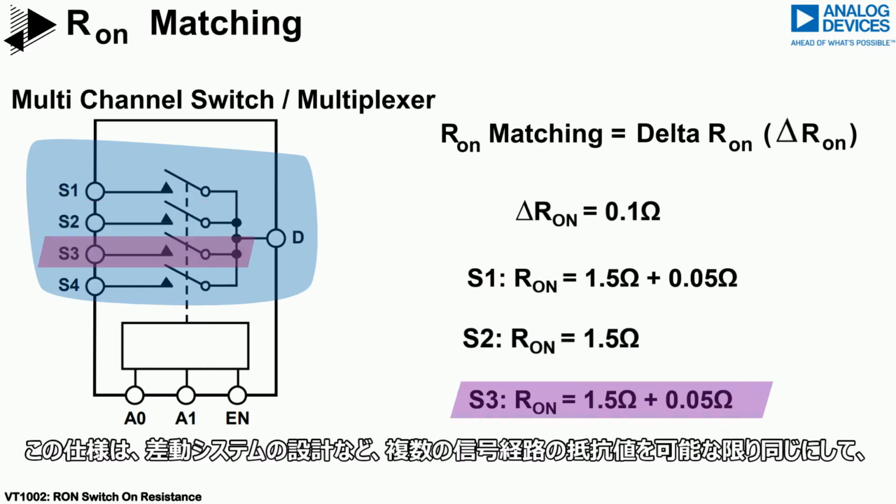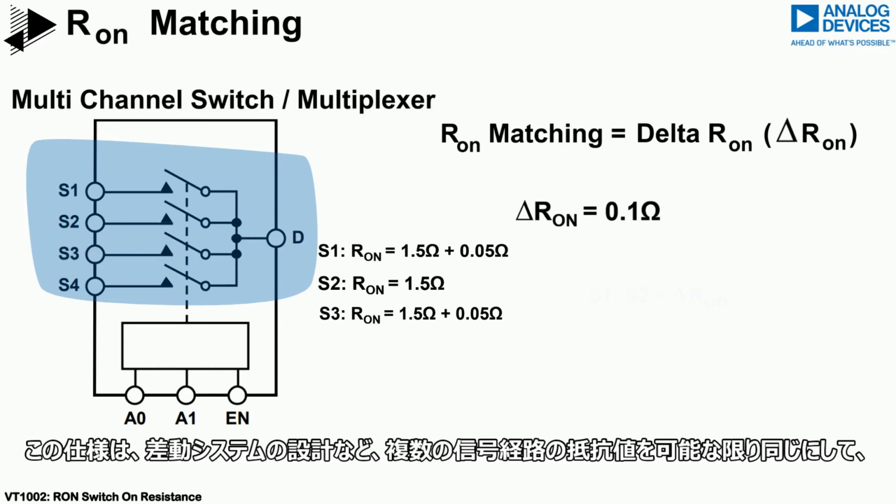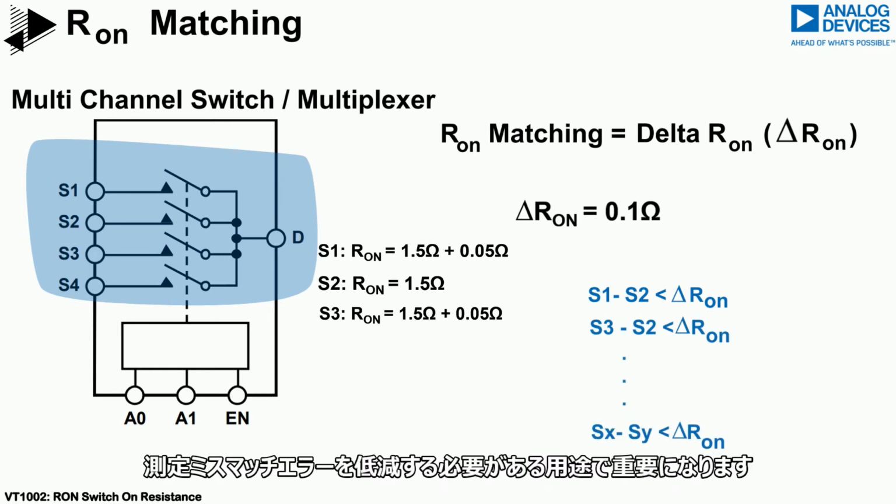This specification becomes important in applications where the resistance of multiple signal paths must be kept as similar as possible, reducing measurement mismatch errors. An example of this is in the design of a differential system.